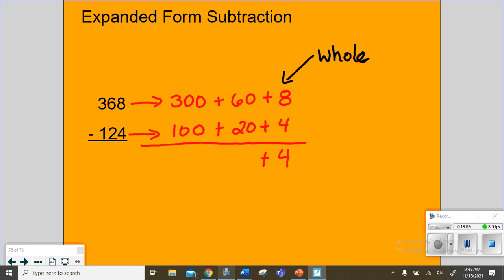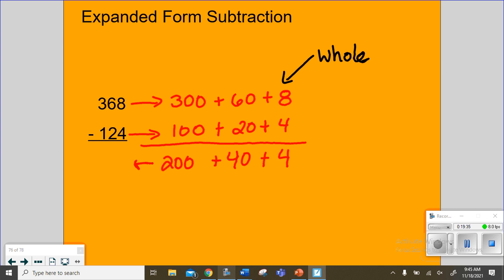Moving on to my tens, I have 60. Subtract 20. What number is that going to be? 40. Then I have 300. Subtract 100. Elena? 200.